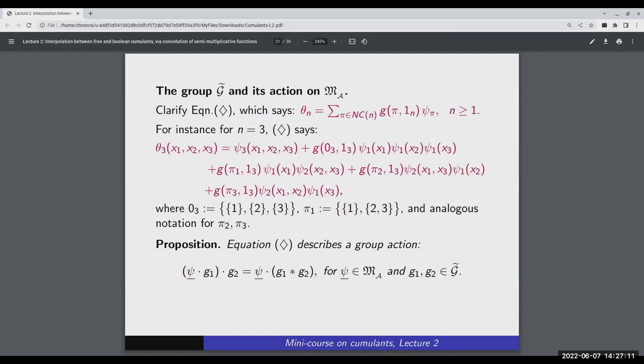So it's a natural formula. And the point is that by working out the details of these definitions, this action is compatible with the multiplicative structure of the group. So really this is a group action. Okay, good.